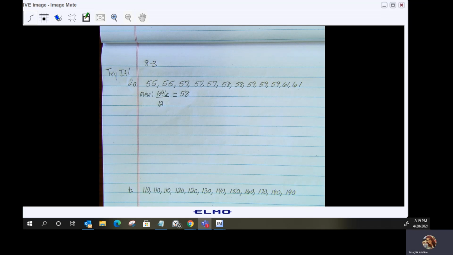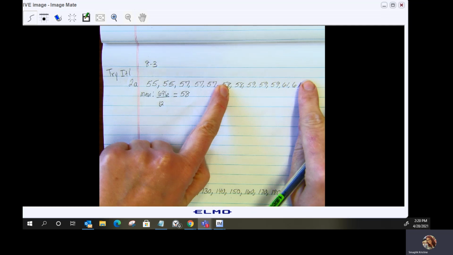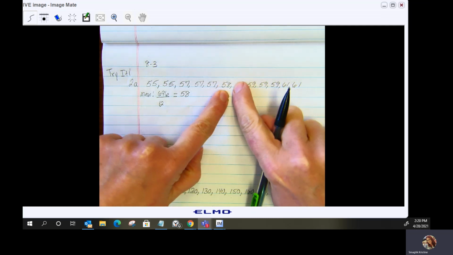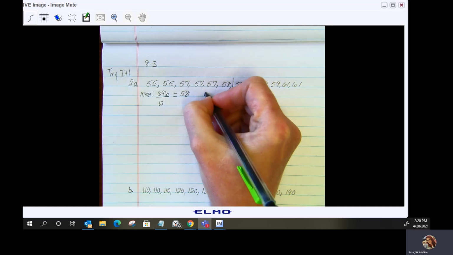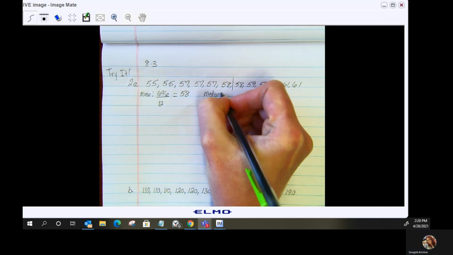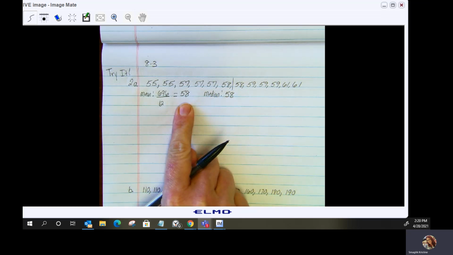So now let's take a look at the median. We'll also take a look at the mode on this one. My median, I have 12 data values. Half of 12 is 6. So it's going to be whatever is between the 6th and 7th data value. 1, 2, 3, 4, 5, 6. It's between 58 and 58. It's 58. So now notice my median is the same as the mean.